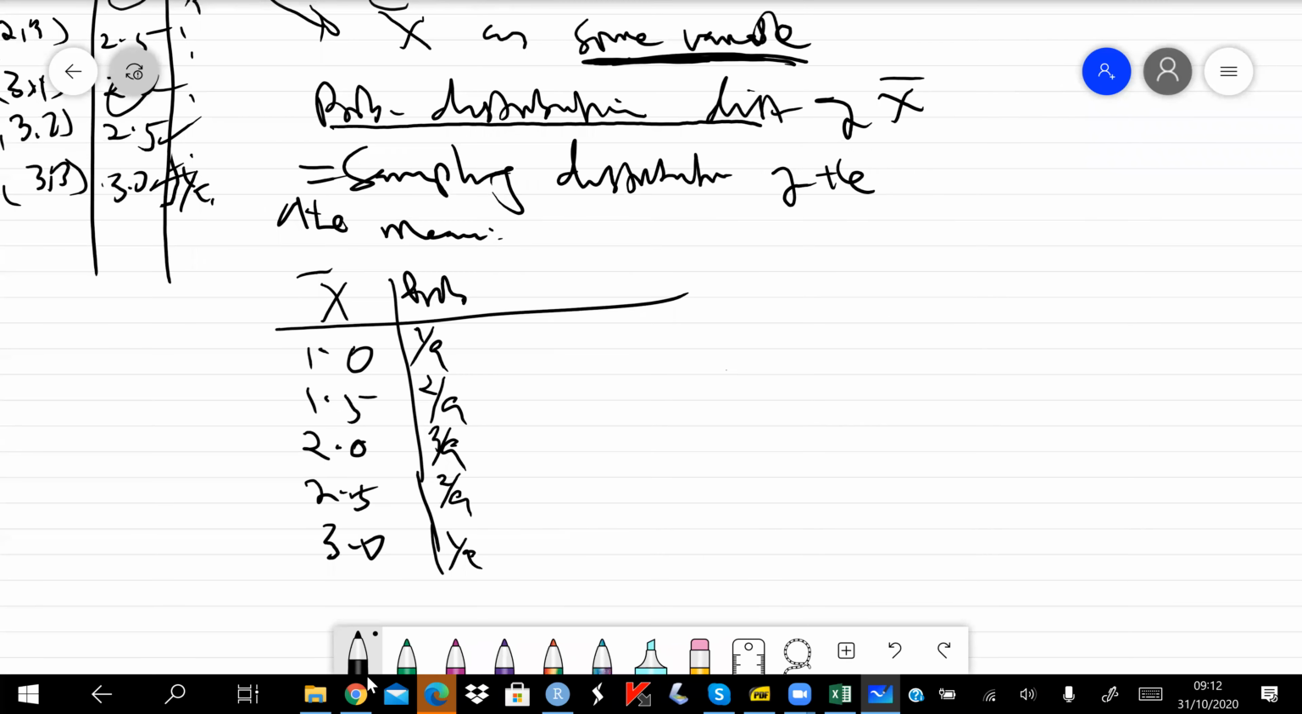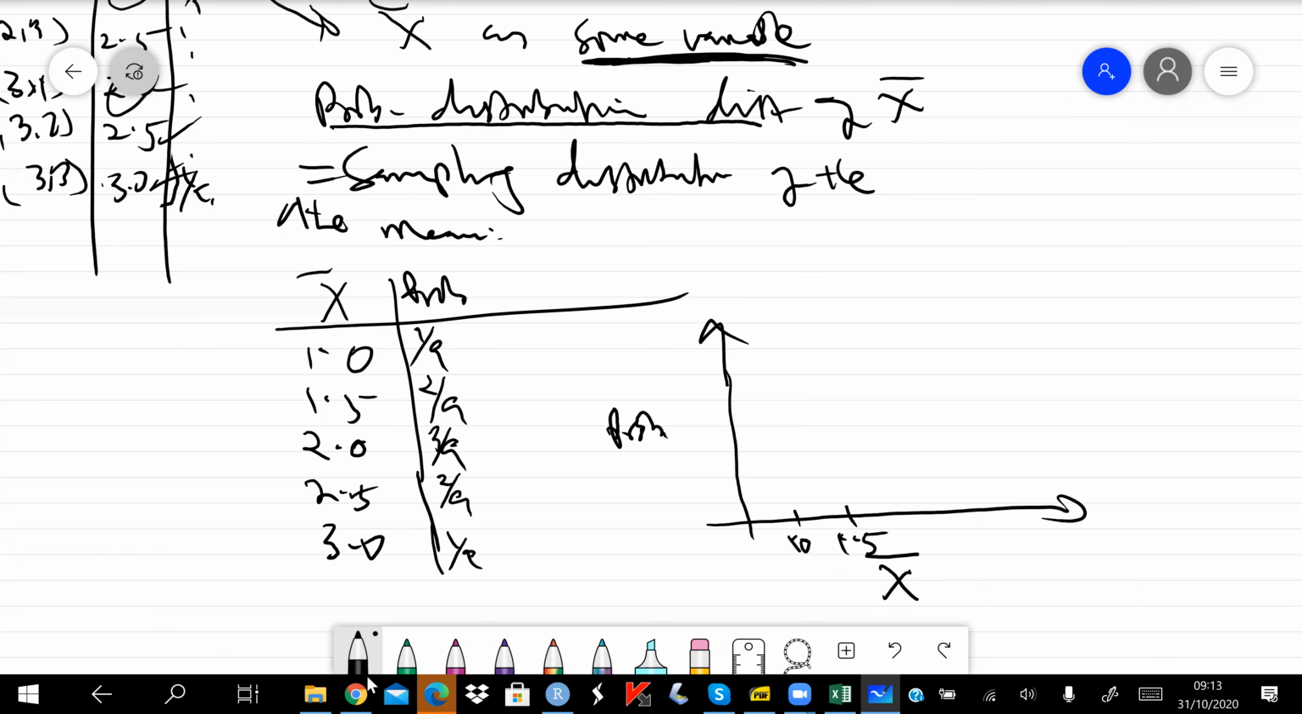If you plot these probability values, with X bar as your variable and the probability on the other axis, at 1.0, 1.5, 2.0, 2.5, and 3.0, just sketching, you will end up with something like that. And if you fit a smooth curve here, you will be able to guess the kind of distribution.